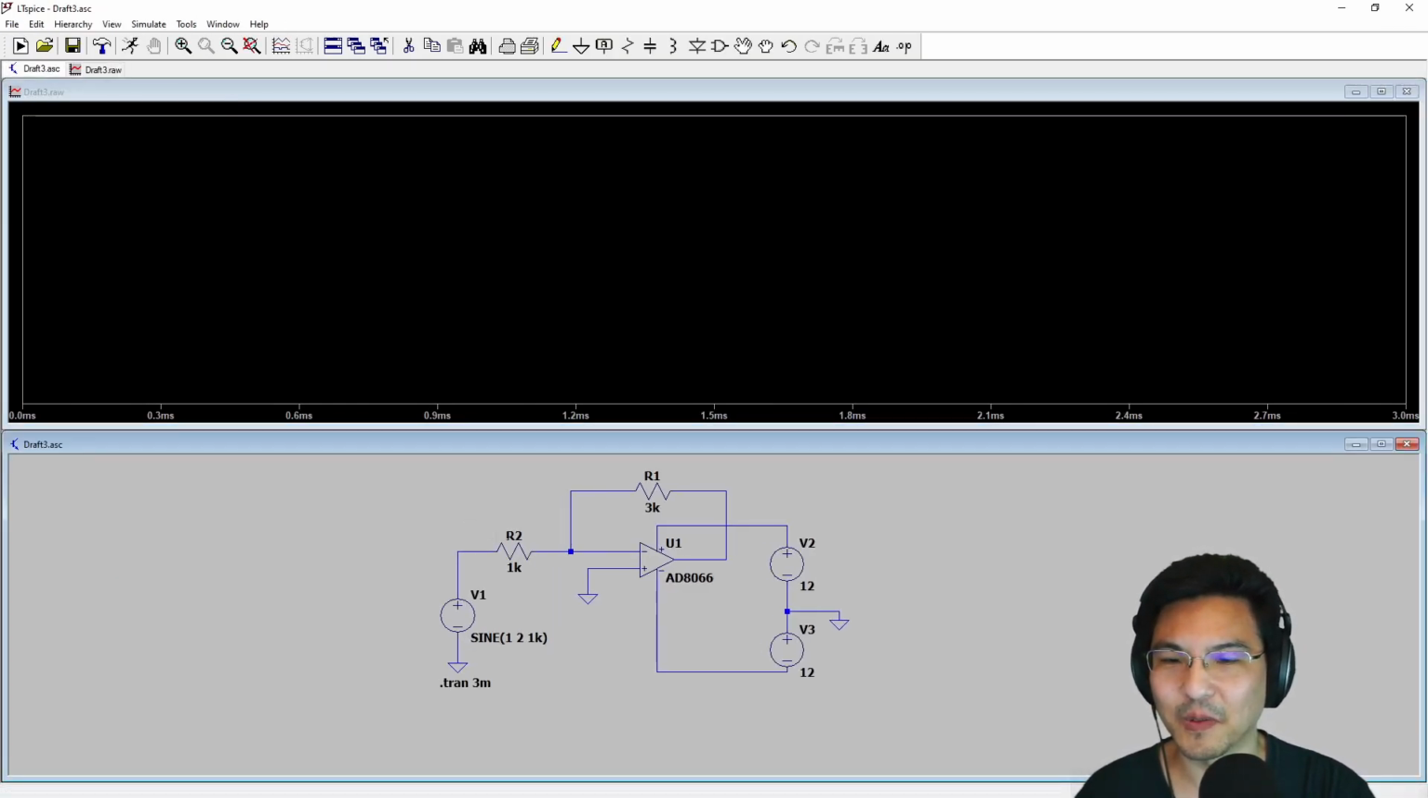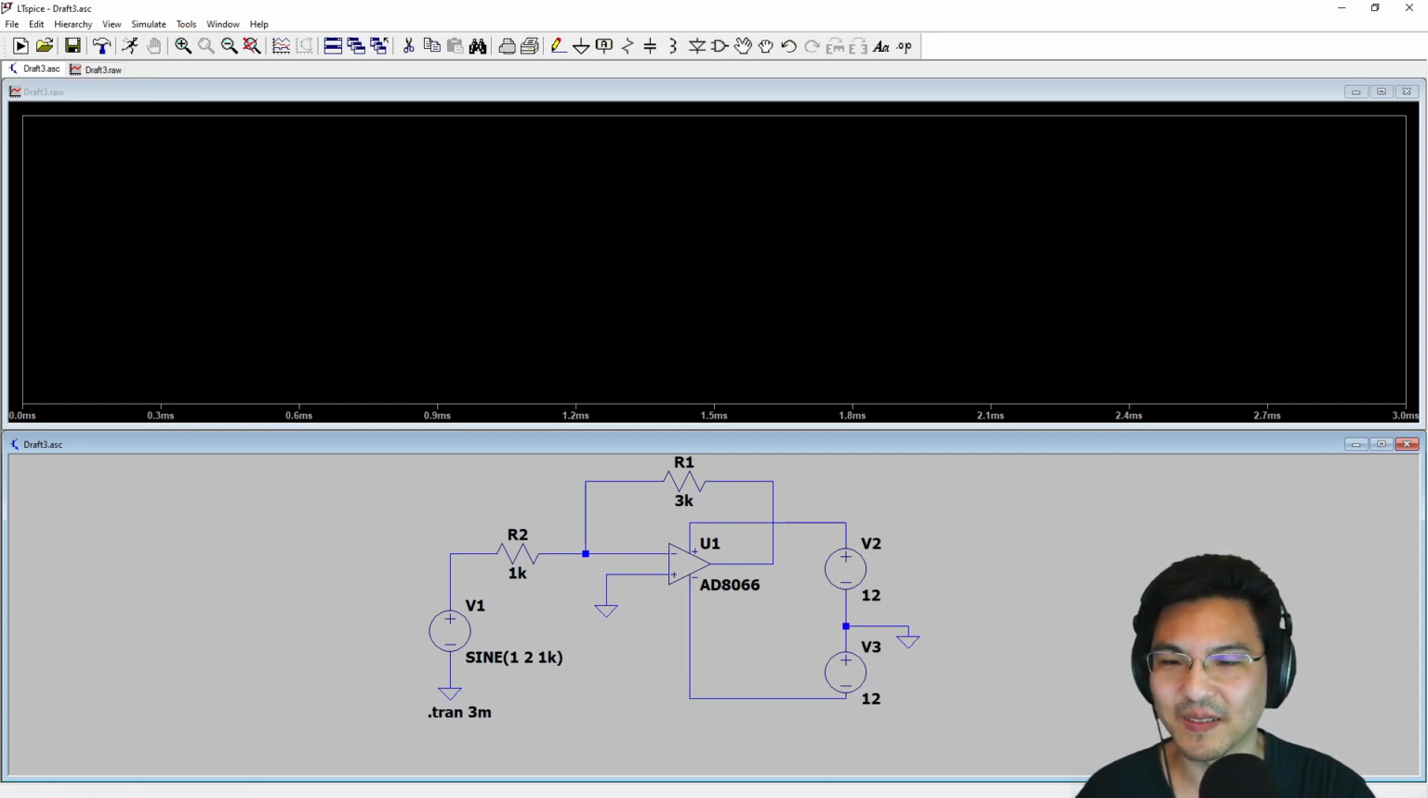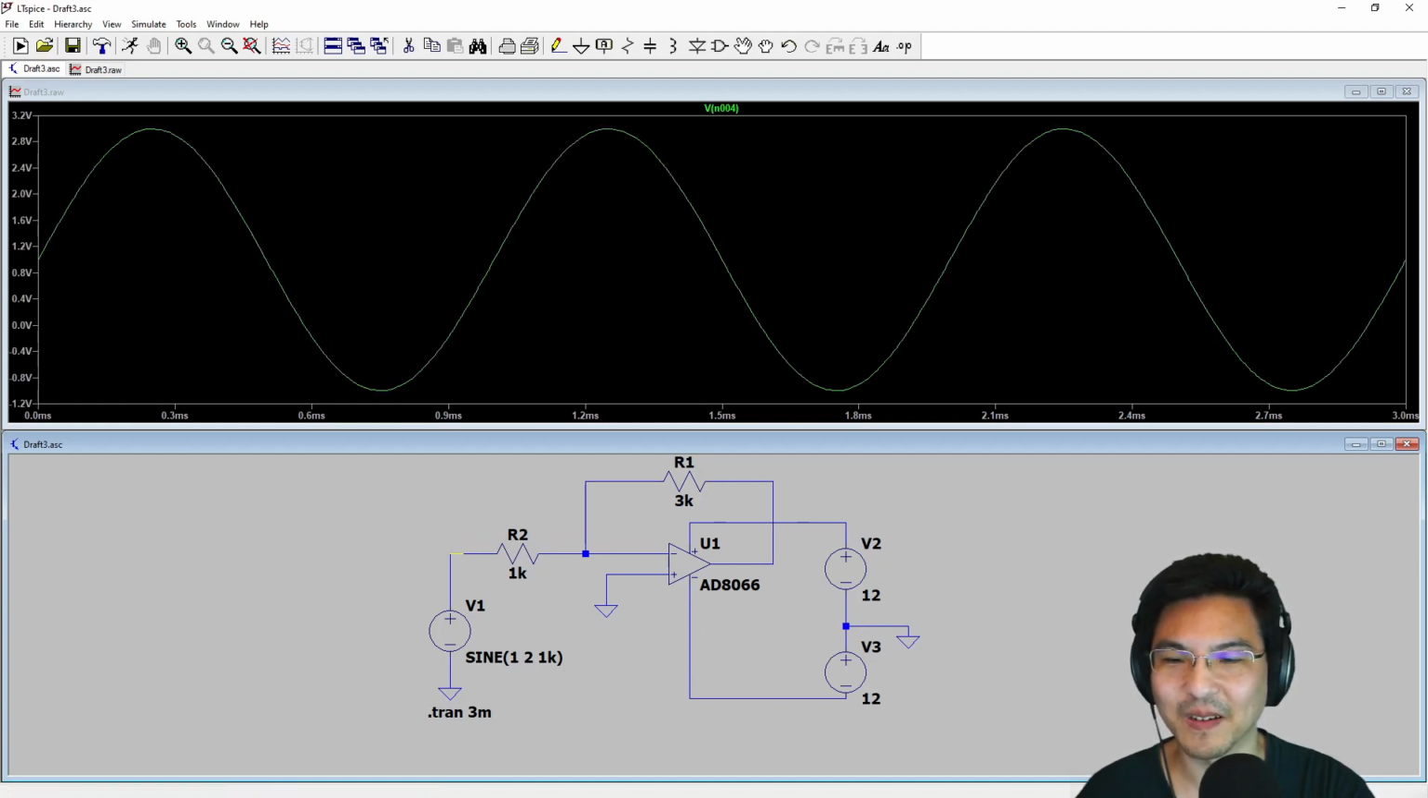Now, if you move your cursor around down here, this voltage probe pops up. So I'm just going to click right here. Right, so I just put a probe right where our input voltage is, and here it is. It's a sine wave.